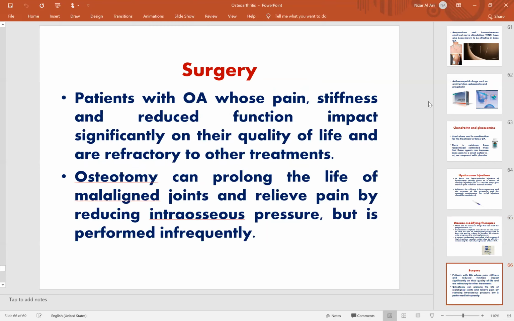Surgery: patients with osteoarthritis whose pain, stiffness, and reduced function impact, this is important, reduced function impact significantly on their quality of life and are refractory to other treatments. This is the main indication for surgery, the functional impairment. Osteotomy can prolong the life of malaligned joints and relieve pain by reducing intraosseous pressure, but is performed infrequently.